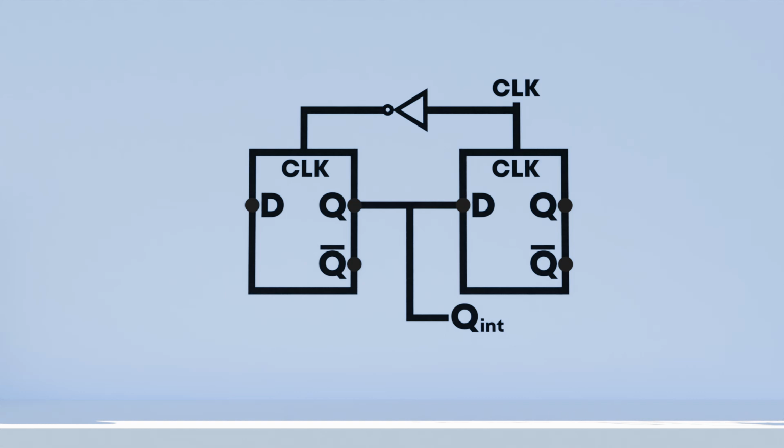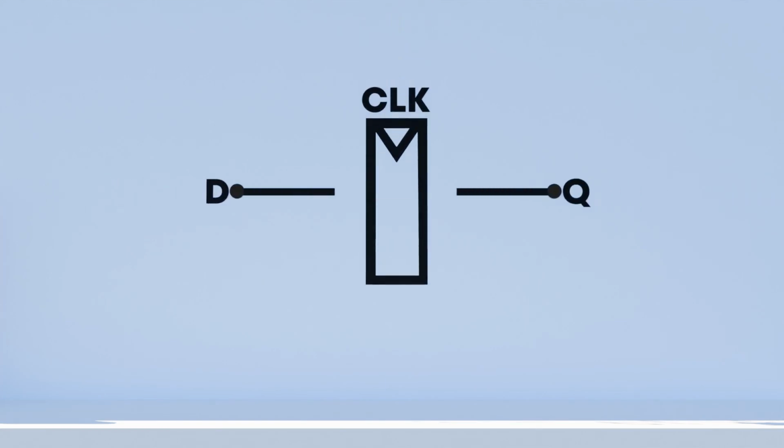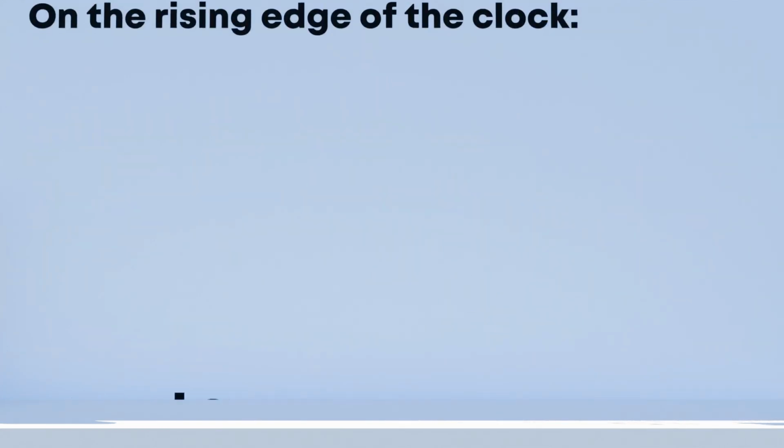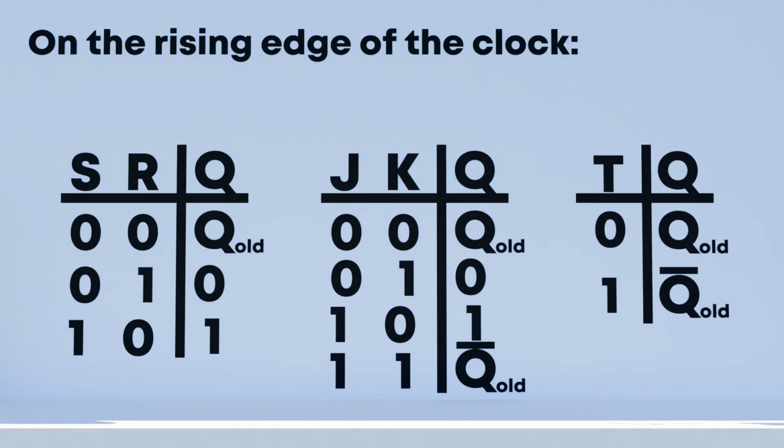So now we have our new and improved memory element, the D flip-flop, usually shown as this symbol. There do exist other types of flip-flops, such as the SR flip-flop, the JK flip-flop, and the T flip-flop. Let's stay with D flip-flops for now, because it's the most common one.